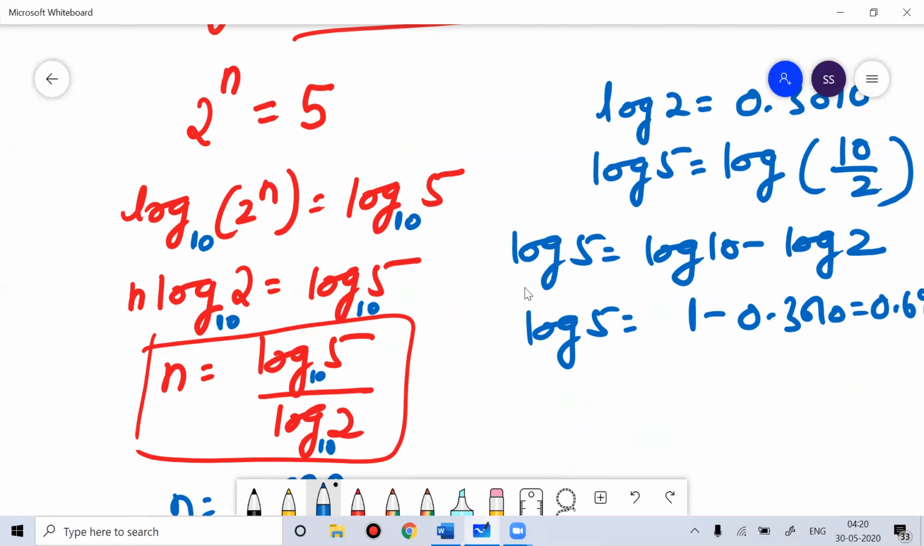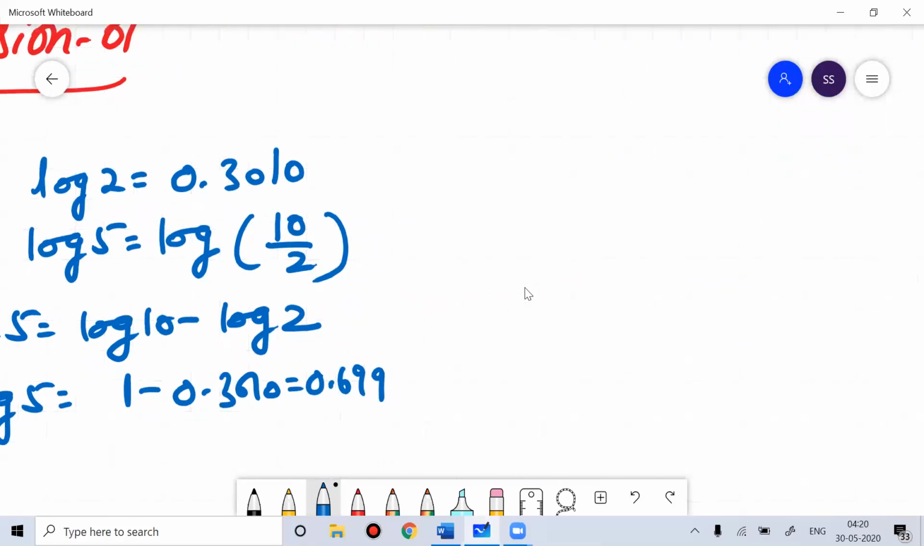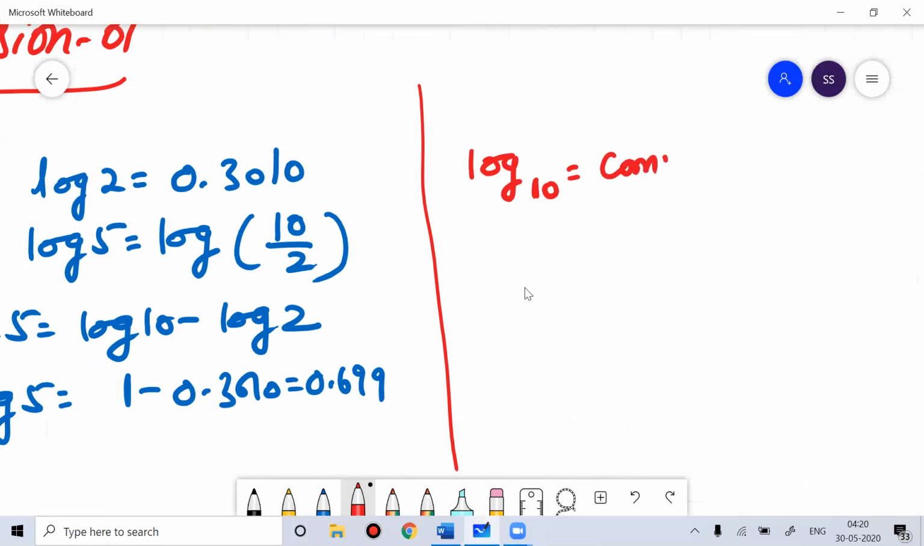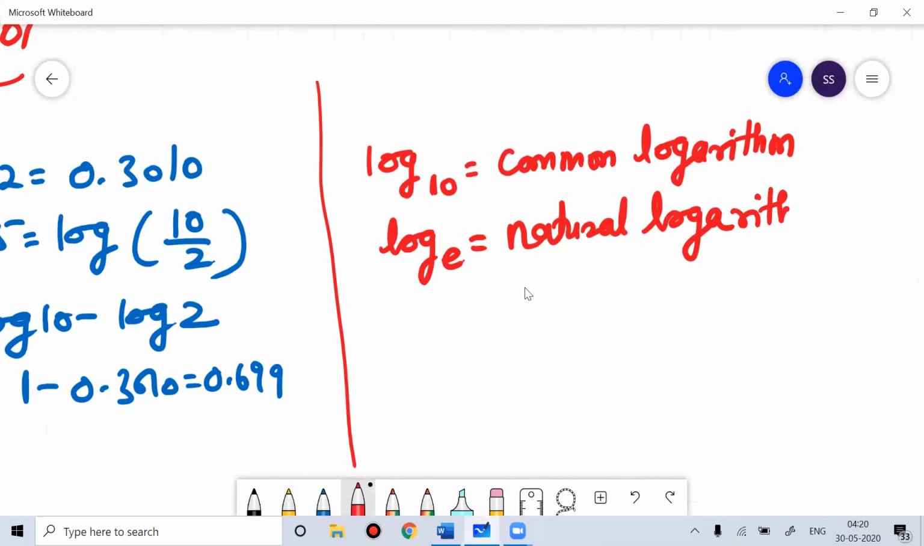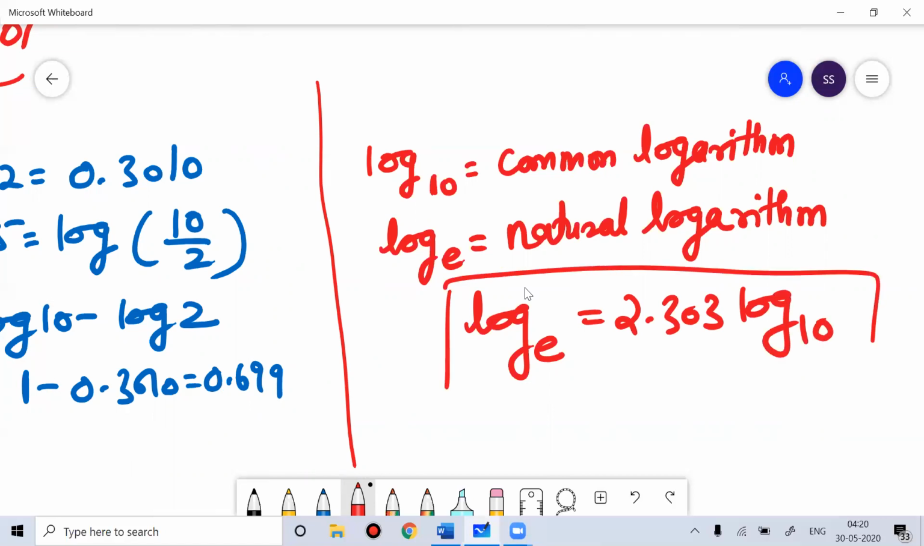Generally we express log in two forms. Either the base is 10, that is called common logarithm, or the base is e, that is called natural logarithm. The relation between common logarithm and natural logarithm is log base e is equal to around 2.303 of log base 10. That is the relation you can remember.